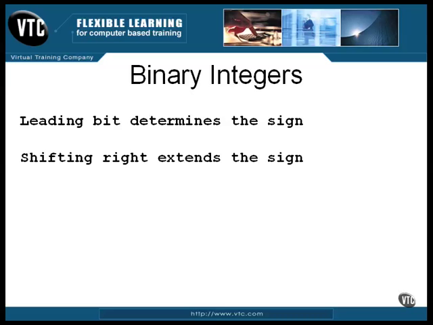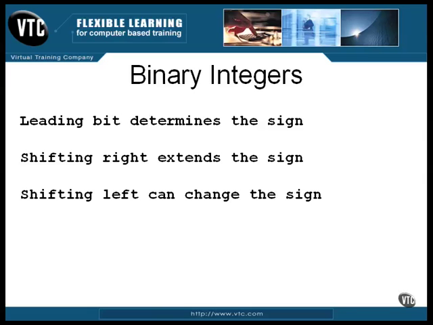When you shift a number to the right, the leftmost bit is duplicated to fill the vacancy. Such an operation is known as sign extension. Continuous shifting will eventually result in a negative number becoming -1 and a positive number becoming 0.